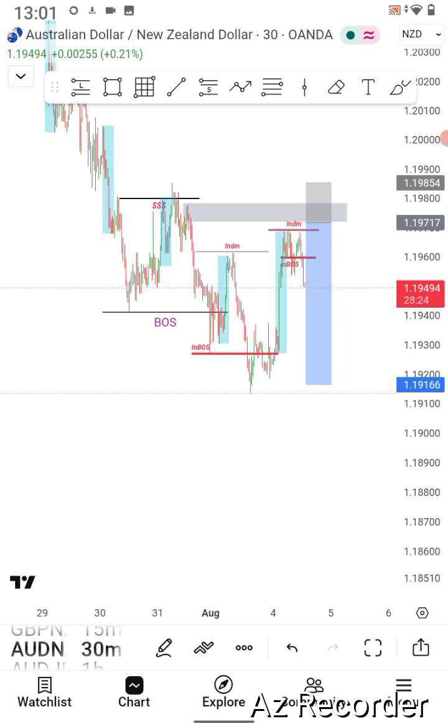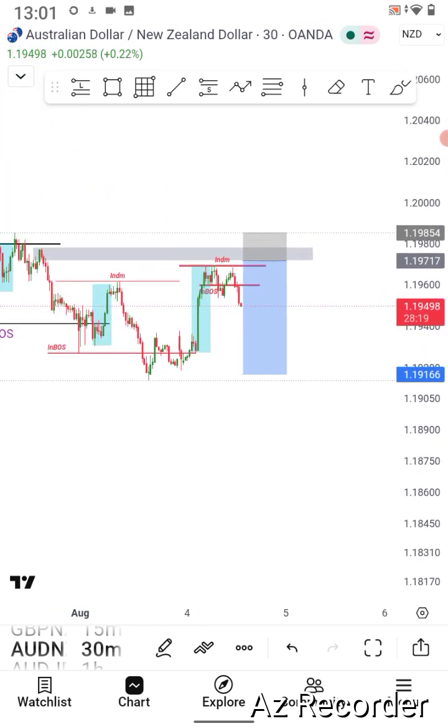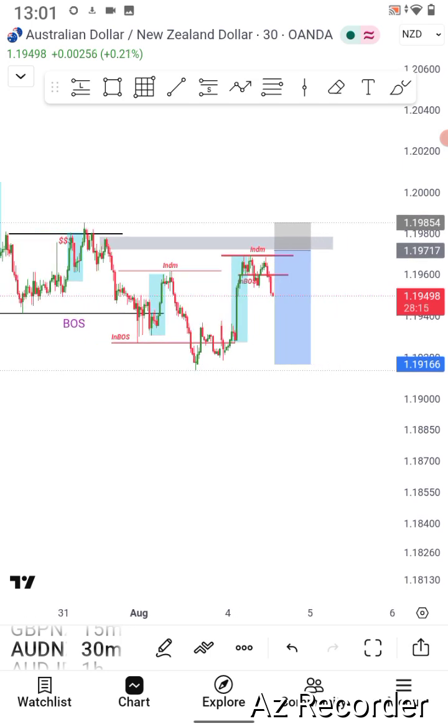So this is my outlook for AED New Zealand dollar. Okay, this is my outlook for AED New Zealand dollar.